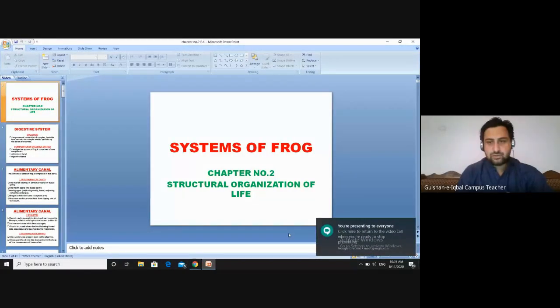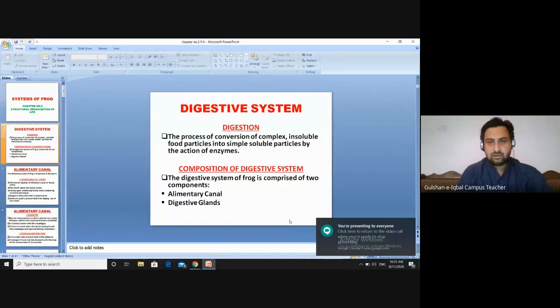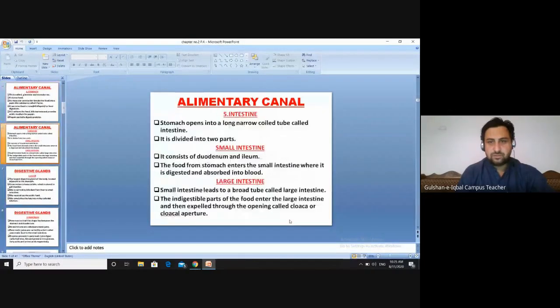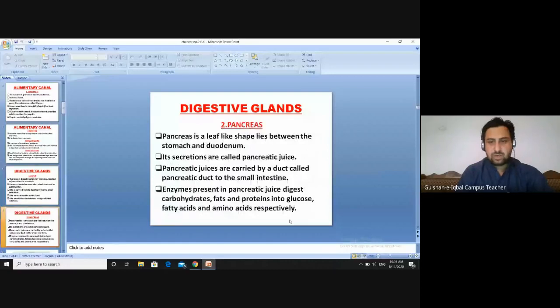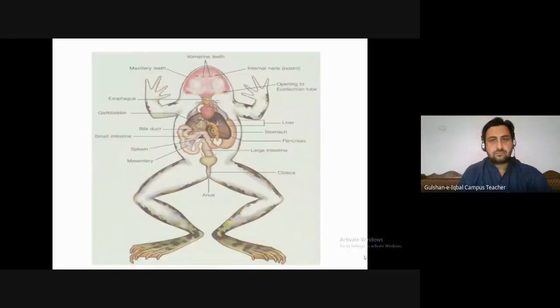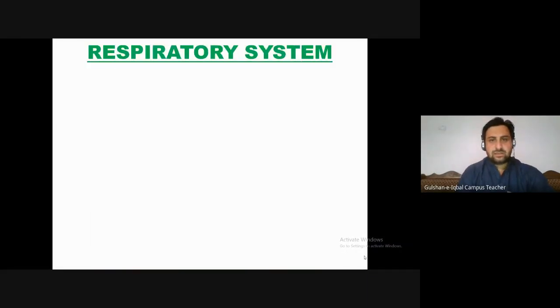So the system of frogs, we started discussing, and probably we have discussed the digestive system of the frog. And this was the last topic, the last slide which we have discussed. Now, the next system we are going to discuss is the respiratory system of the frog, okay?